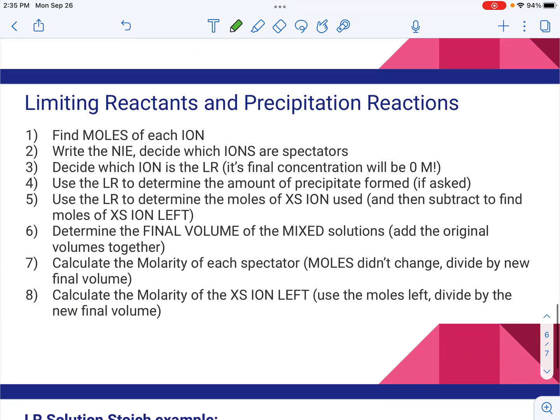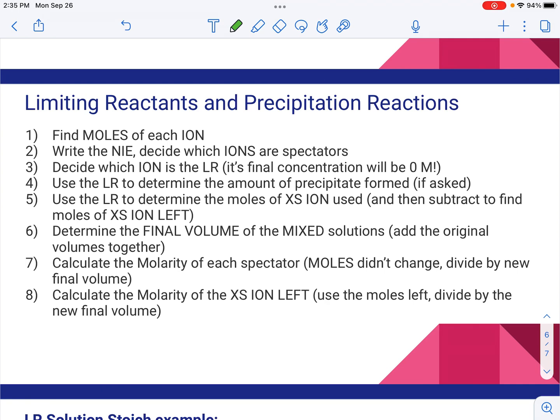Okay, now comes the fun part. This is all about limiting reactants. So in this one, your book does not just deal with limiting reactants of precipitation reactions, and this is where you will need these steps. So if you need to stop the video for a second so that you can copy the steps, then copy the steps and restart the video.